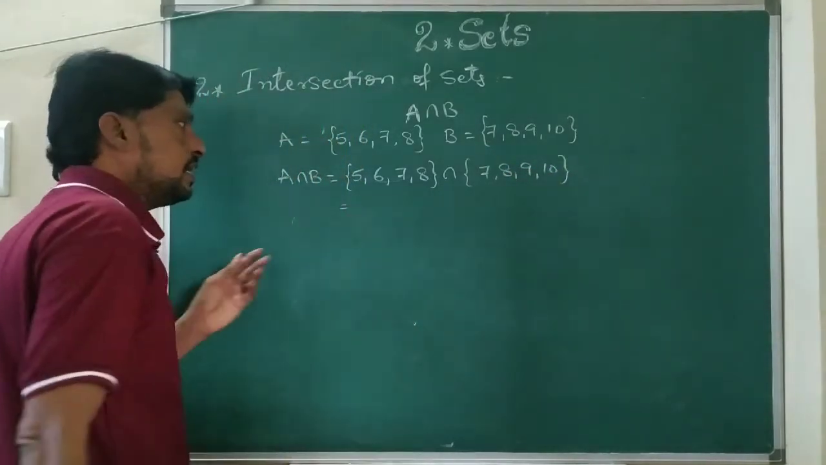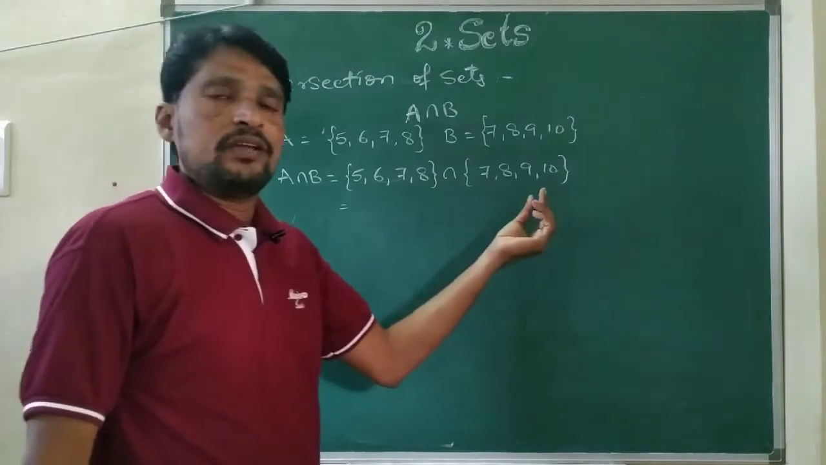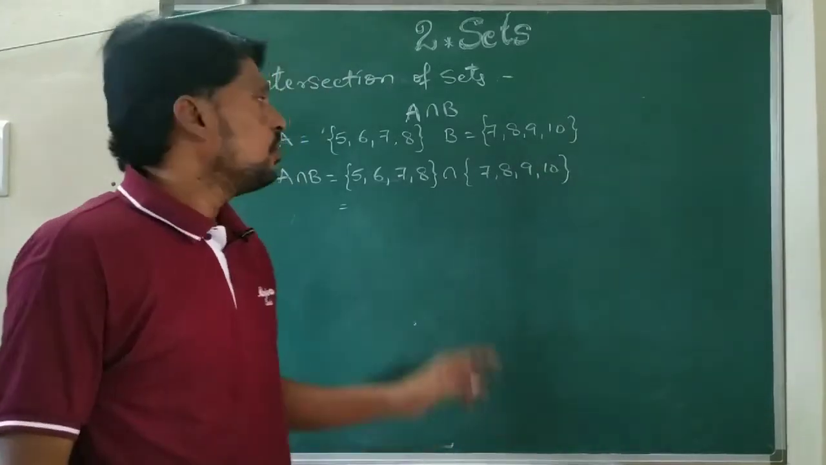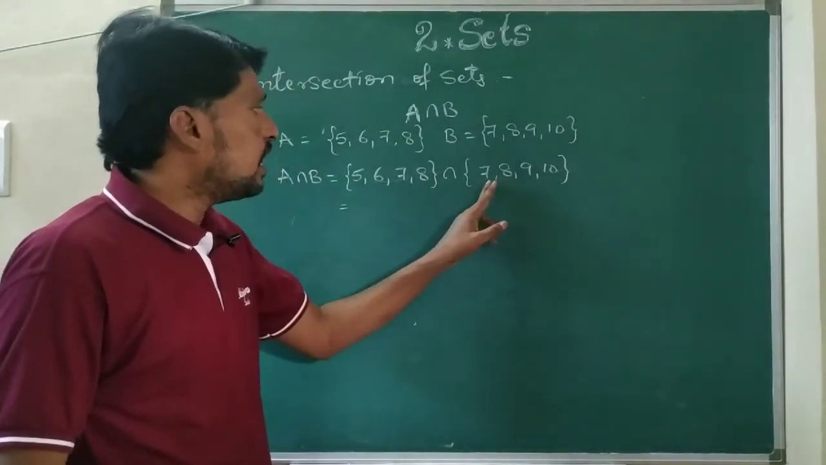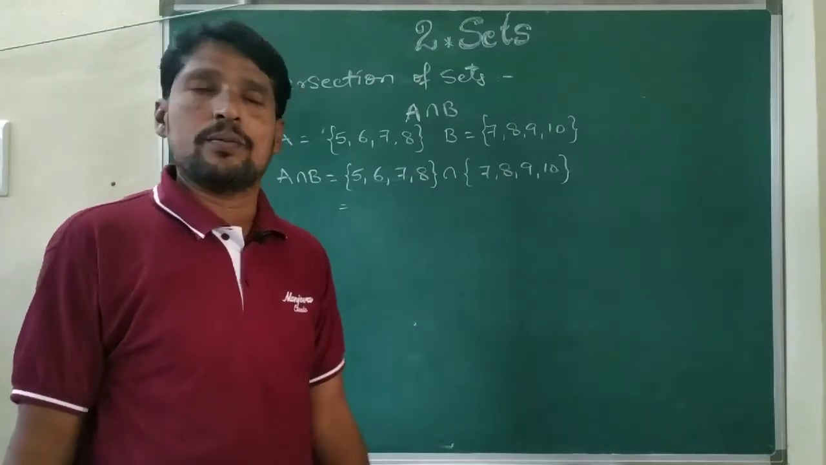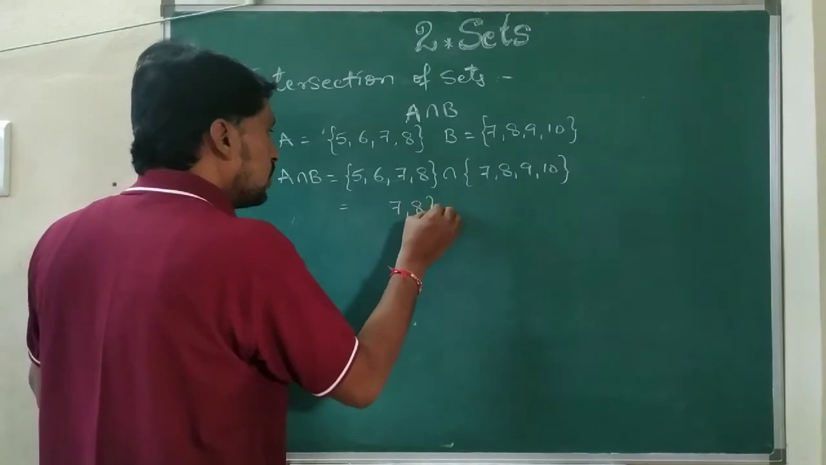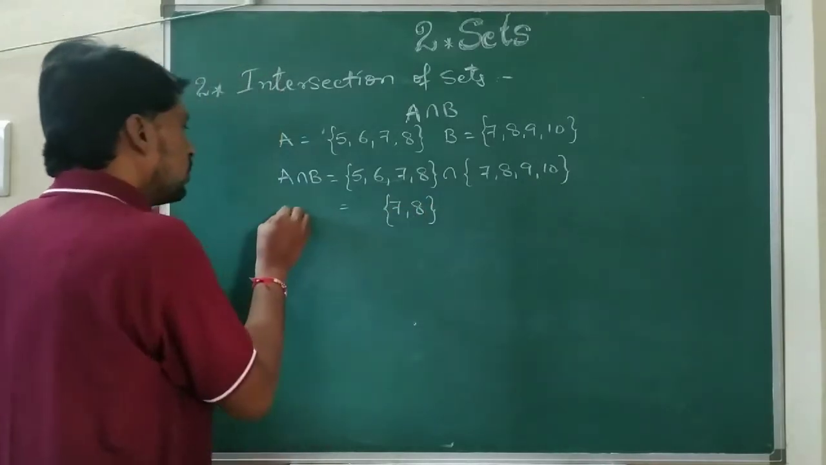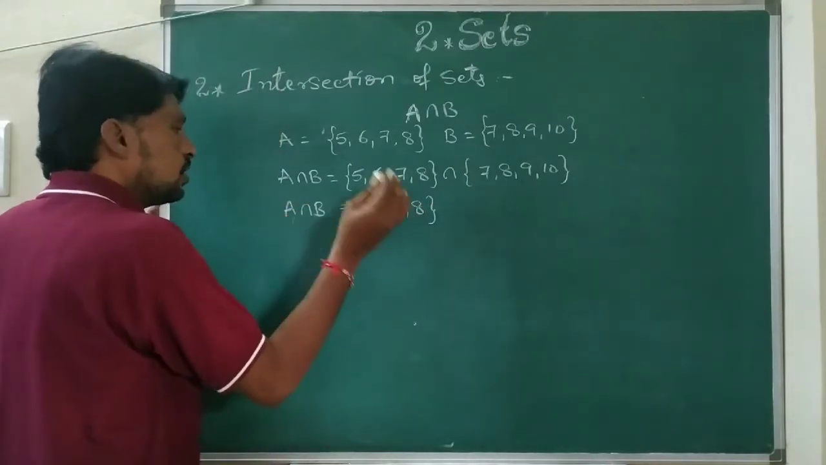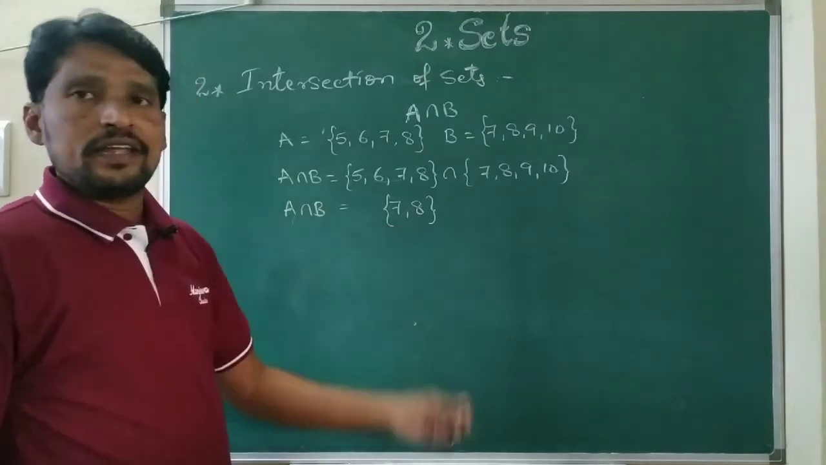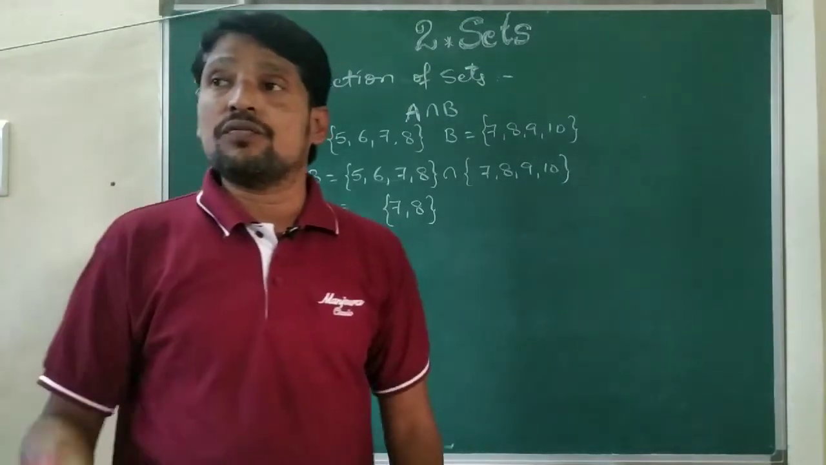In both set A and set B, what are the common elements? 7, 8. Here also 7, 8. Those are the common elements. The common elements we should write; that is the intersection of the given sets. So here we got A intersection B equal 7 and 8. Now the representation in a Venn diagram.